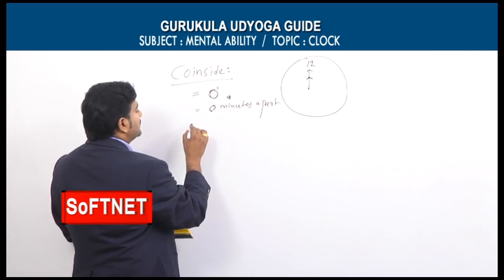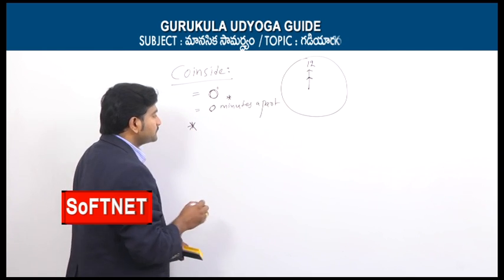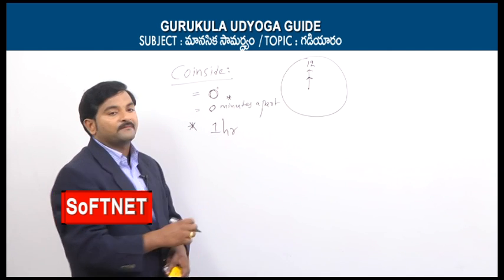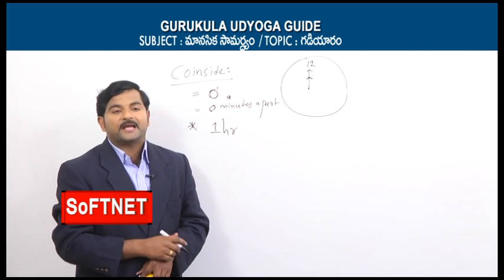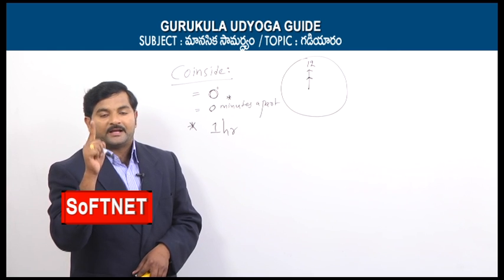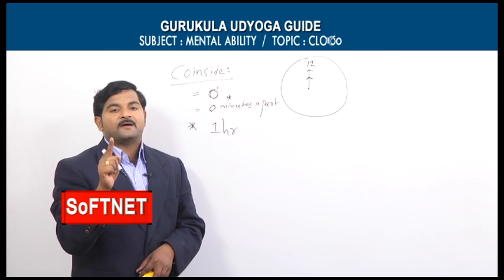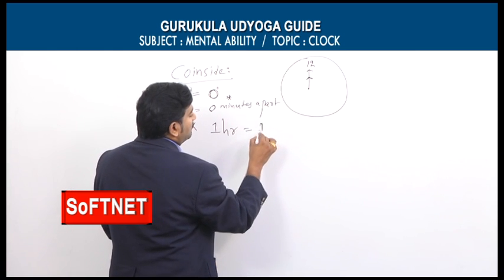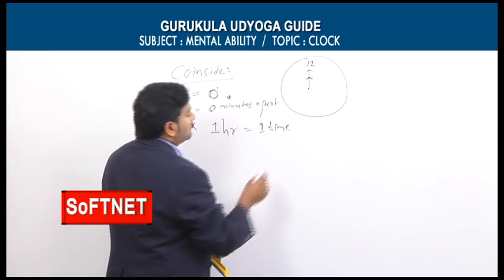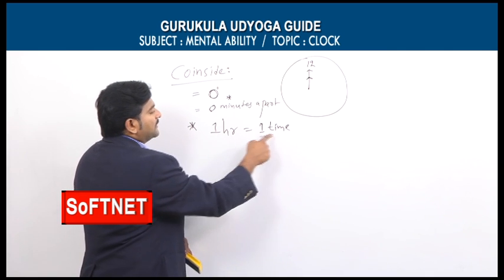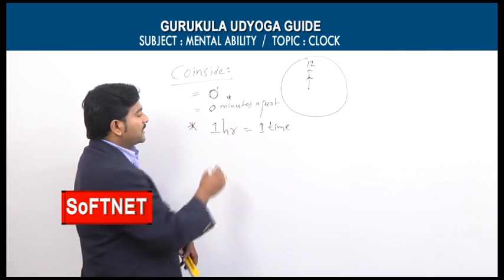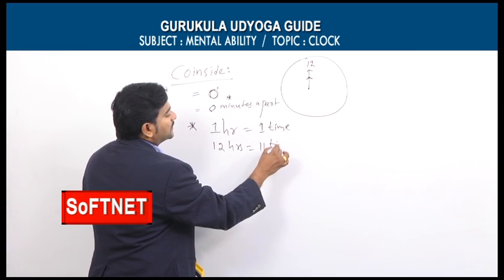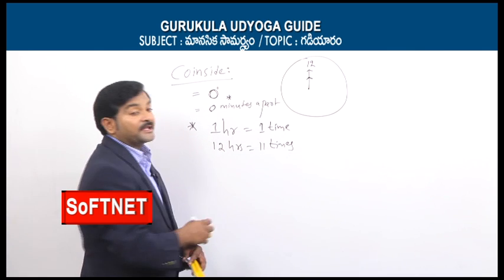And one more important condition is that in the span of every 1 hour, two hands coincide only one time. Again I am reminding you students, in the span of only 1 hour, two hands coincide only one time. So now you can ask a question. For 1 hour they coincide one time, but for a 12 hour span, these two hands coincide only 11 times.